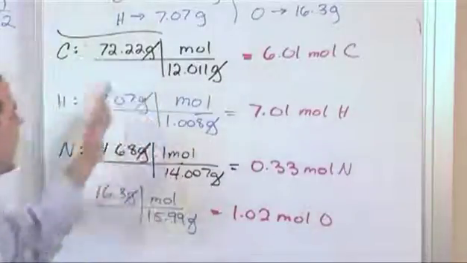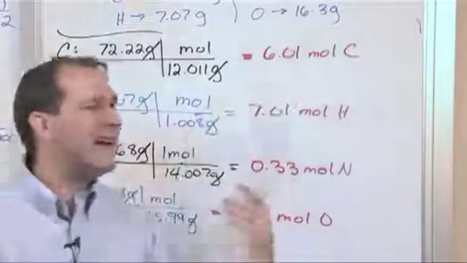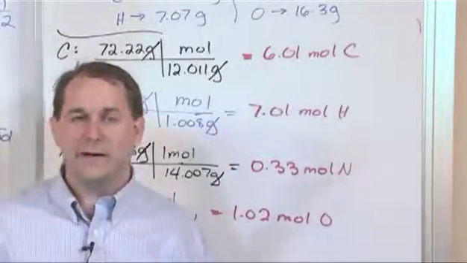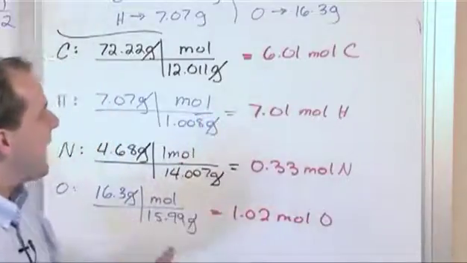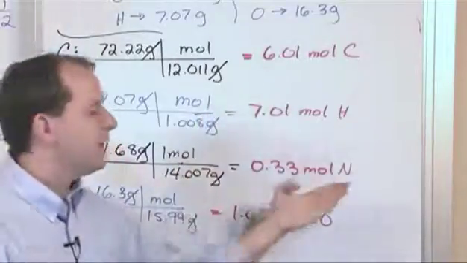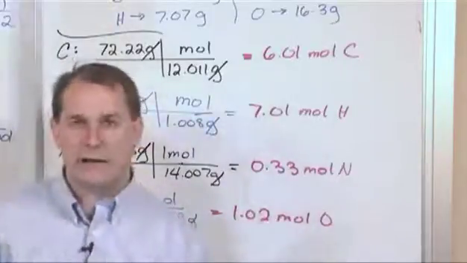So what this means is that in this sample, I've got 6.01 moles of carbon, so 6.01 times 6.02 times 10 to the 23rd atoms of carbon. This is basically telling me how many atoms of hydrogen I have. This is basically telling me how many atoms of nitrogen I have. And this is basically telling me how many atoms of oxygen I have.